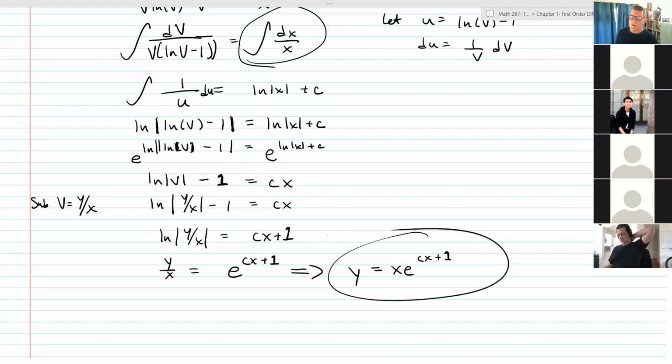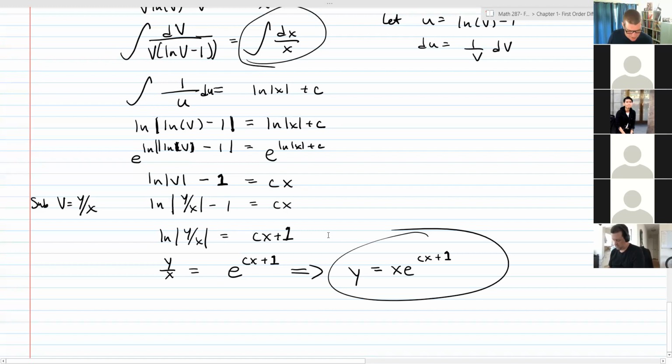In this case, we drop those absolute values because once we start solving for y and x, there's no problem with x being negative or with y being negative. If x is negative, y will be negative. If x is positive, y will be positive. There you go.